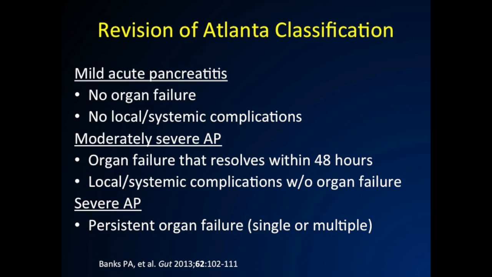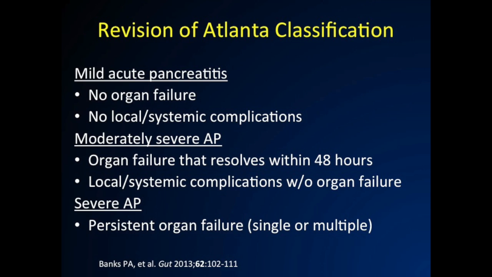These are going to be the things associated with an increased severity. The revised Atlanta classification, which came out last year in Gut, basically subgrouped severity based essentially on organ failure. So if you don't have organ failure or any local complications, you have mild disease. No kidding, but that doesn't really help you when you're seeing someone day one.